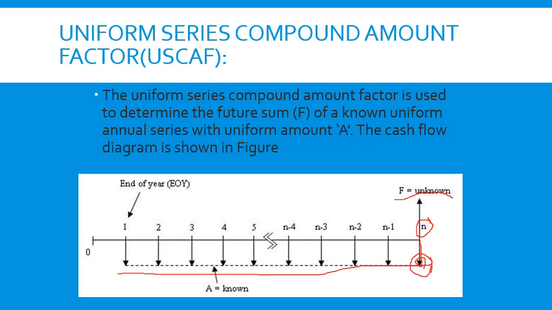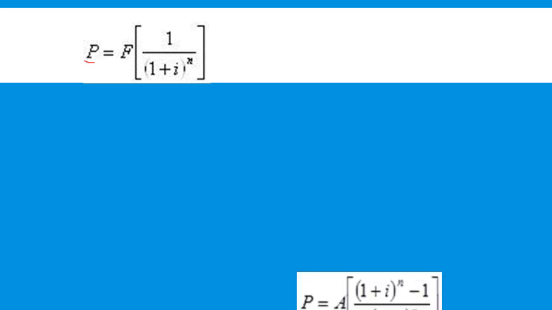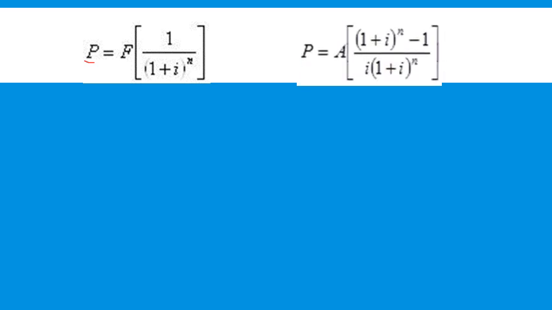Let us continue the derivation. We will take the derivation of what we have already done. That is, we have already calculated P is equal to F into 1 divided by 1 plus I to the power of n. We have already derived that. Using that relationship, we also know that P is equal to A into 1 plus I to the power of n minus 1, whole thing divided by I into 1 plus I to the power of n. Now we know, on this also we have P, on this also we have P. Left hand side is same. Let us try to equate the right hand side.